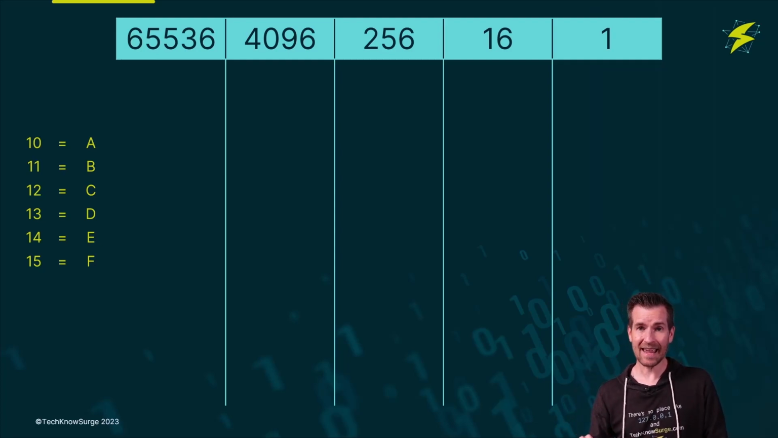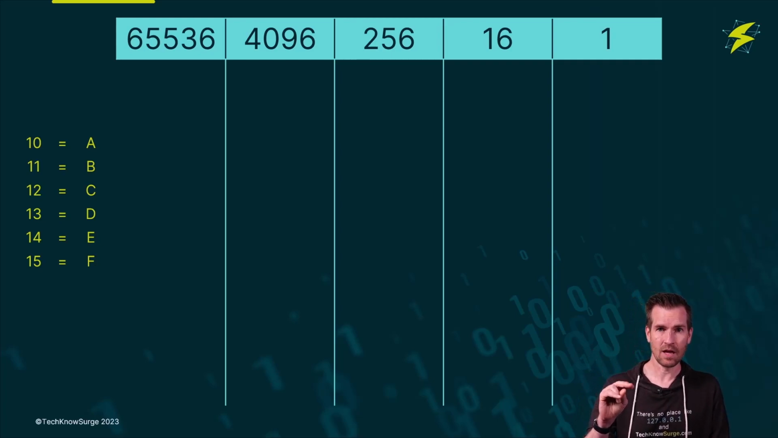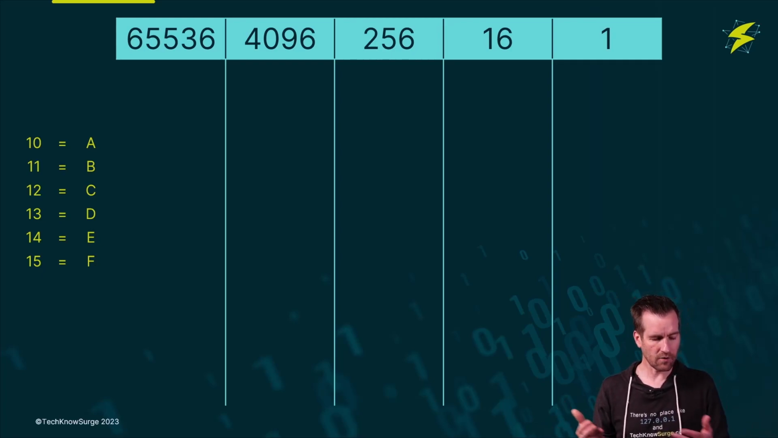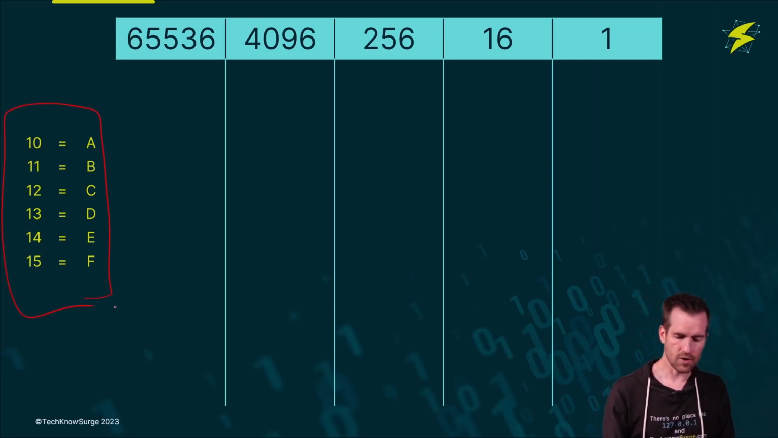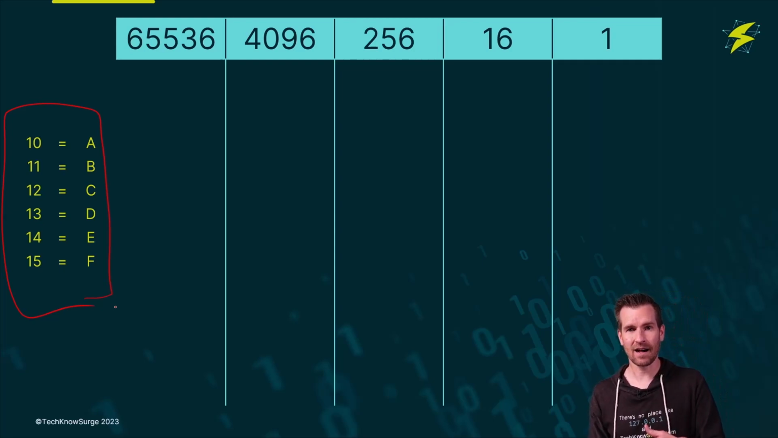But once we hit 10, that takes 2 digits in decimal. So instead of writing out 10, we would do A. And then instead of 11, that would be B. 12 would be C, 13 D, 14 E, 15 F. I've got that all written here. And then of course, don't forget to reset that column and carry something over to the next column.